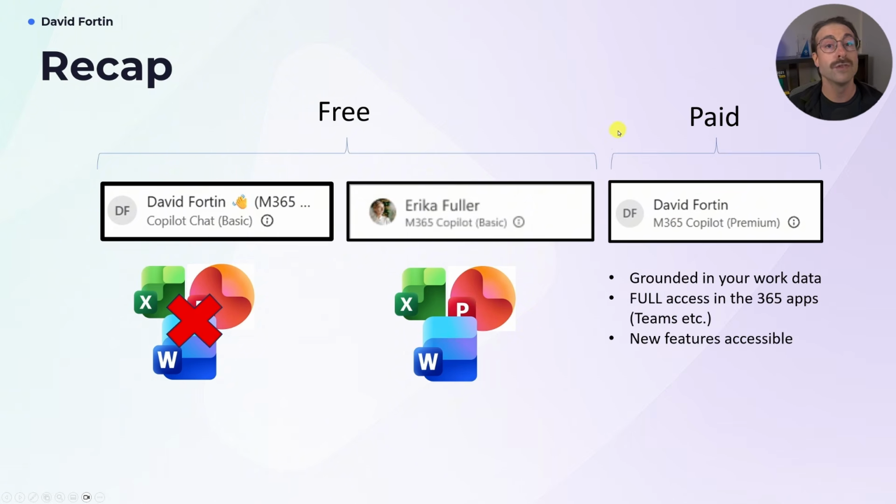And then you have the paid version of Copilot. M365 Copilot Premium is the name of the label, and it is grounded in your work data. It has full access in the 365 apps, such as in Teams, in Word, as we just saw. And there are some new features accessible. I won't list them all.